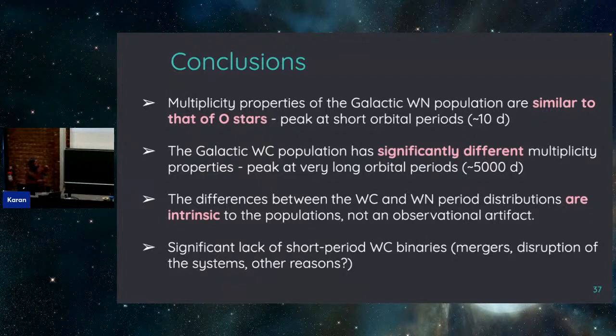There is a significant lack of short period binaries, which we can explain either due to a lot of exotic stuff like mergers, disruption of the systems, maybe some triples if you fancy some spice in your science.